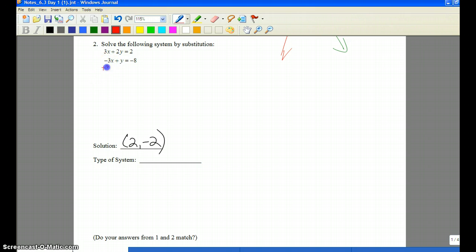Solve that for y. So we add 3x to both sides. We get y equals 3x minus 8. Then we take that new equation and we substitute it into the other equation right there. So when we rewrite it, 3x plus 2 times 3x minus 8 then equals 2. What you'll notice is there's no more y's. When we substituted it in there, the y's went away. We substituted that expression in for y, so we no longer have any y's.